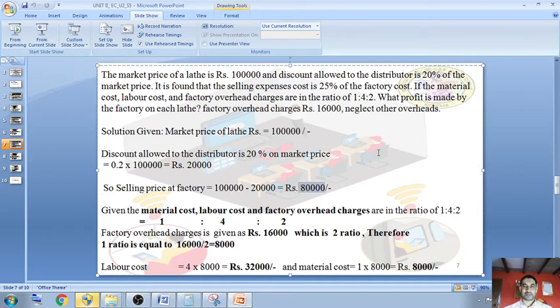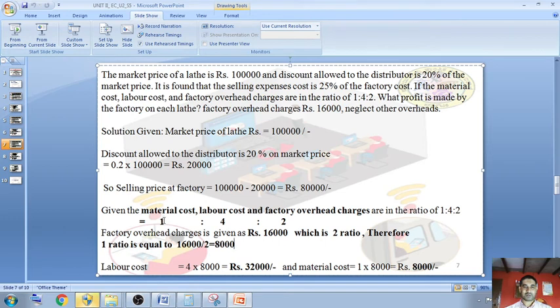Okay. And next, the ratio 1:4:2. So that is material cost, labor cost, and the factory overhead charges. Here the factory overhead charges is given. The factory overhead charges, which is the ratio of having two ratio. So that is given as 16,000. But we need to calculate the 1 ratio because we have to multiply 1 ratio by these ratios. So if 16,000 is 2 ratio, then 1 ratio will become 16,000 divided by 2, that is 8,000.